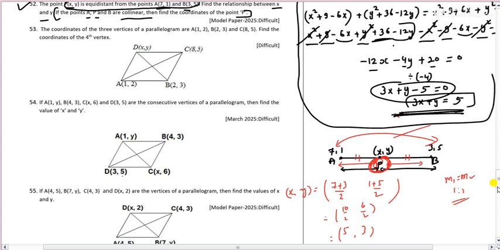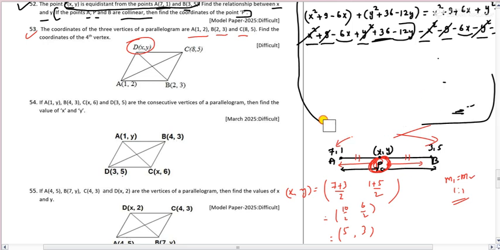So shall we move to the next type? Okay, sir. So look at question number 53. What does it say? The coordinates of the three vertices of parallelogram ABCD are given. Find the coordinates of the fourth vertex. Okay. So even the diagram has been given here. So how are you going to solve this? Can anyone tell me?